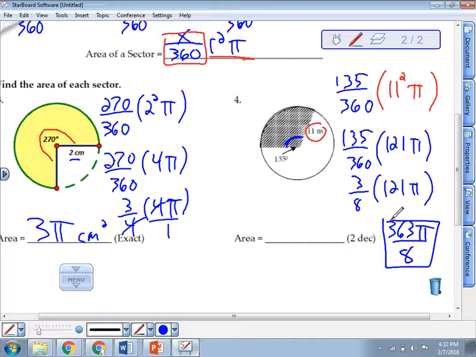But in this case, they want it as a decimal, so just type in your calculator like that, and you should get 142.55. All right, and that would be, again, meters squared in this case. But that's how you find the area of a sector or a circle. A sector is a fraction of the circle.